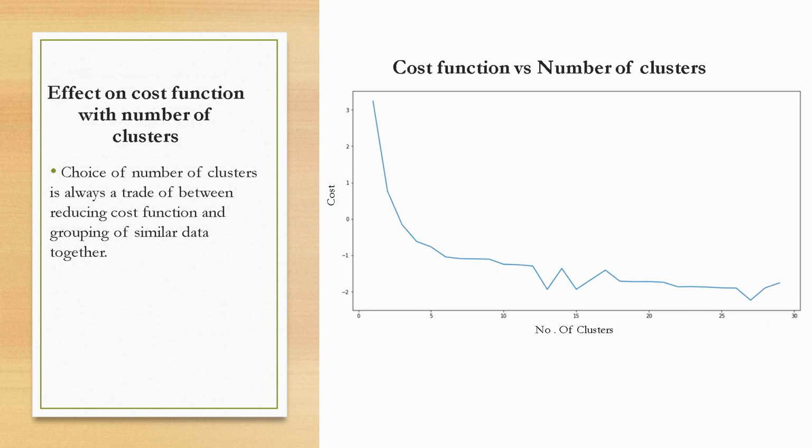Next, we studied the effects of cost function on various numbers of clusters. It can be clearly seen from this figure that as the number of clusters increases, the cost function decreases. This is quite evident from the fact that as the number of clusters increases, the constraint of generalizing behavior of various samples into clusters reduces. Each sample preserves its own properties when the number of clusters is increased to the number of data samples. Hence, the choice of number of clusters is always a trade-off between reducing the cost function and grouping of similar data together.